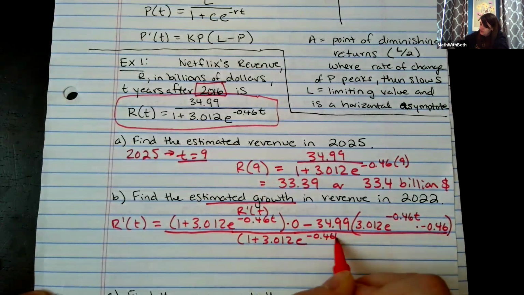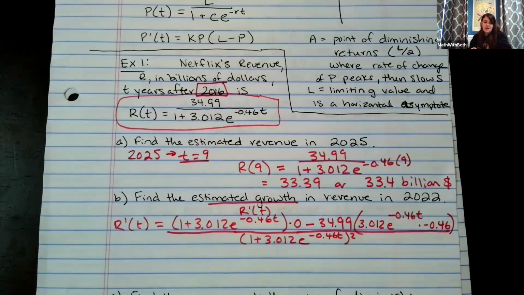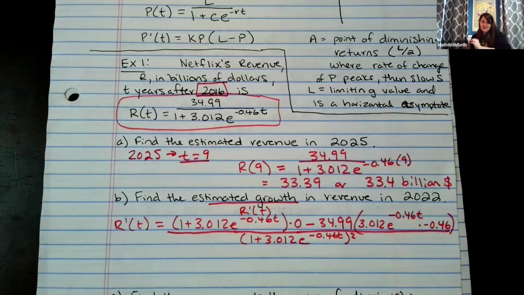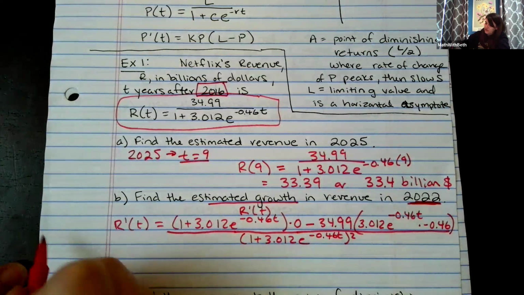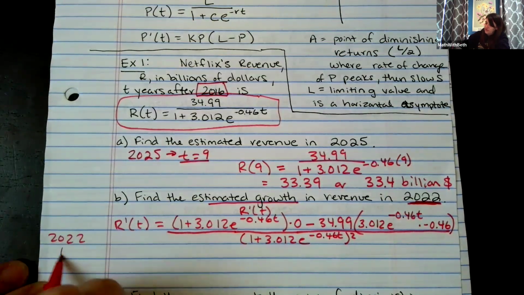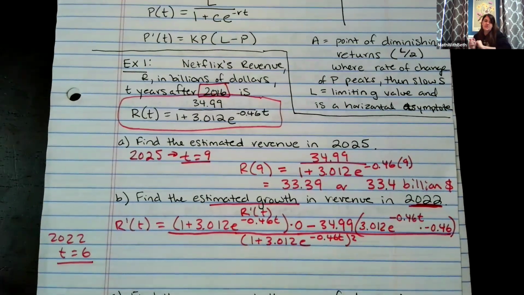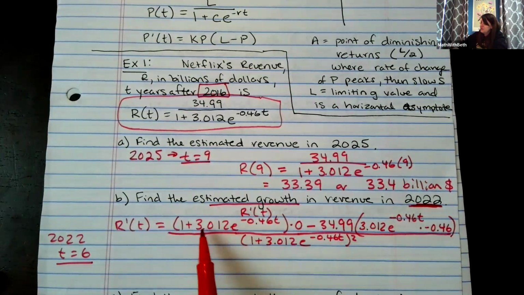So this is just using the quotient rule. That's kind of a mess, but at least now we know we can plug in 6, because they want us to know what's happening in 2022. So 2022 really means T equals 6 because it's been 6 years since 2016. So this gets a little nicer because all of this is being multiplied times 0. So you can just wipe all of that out.